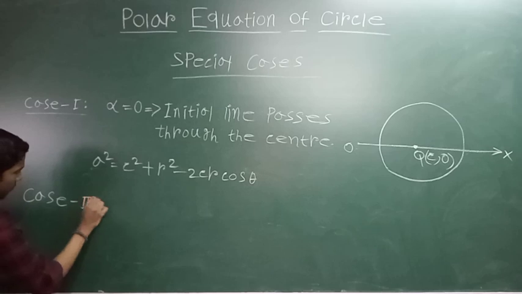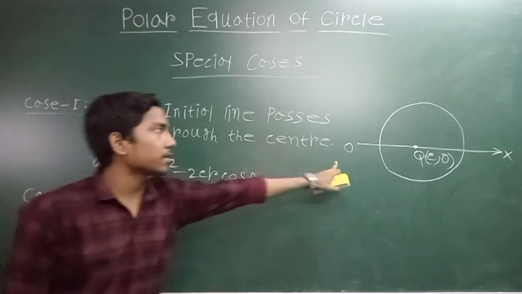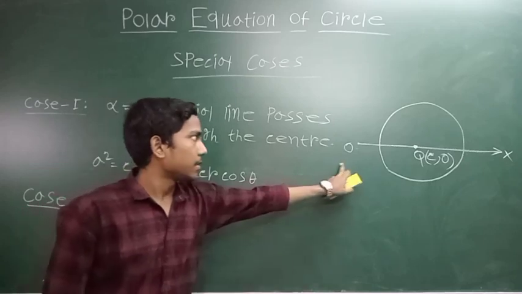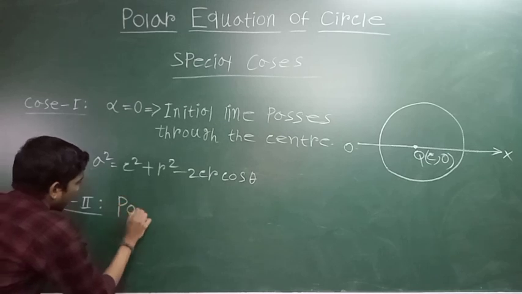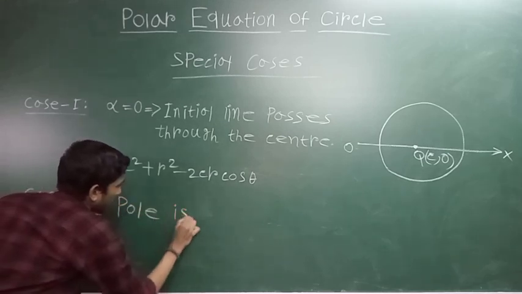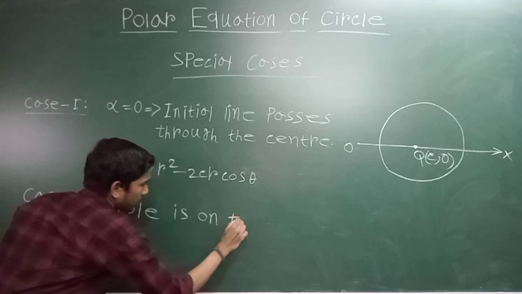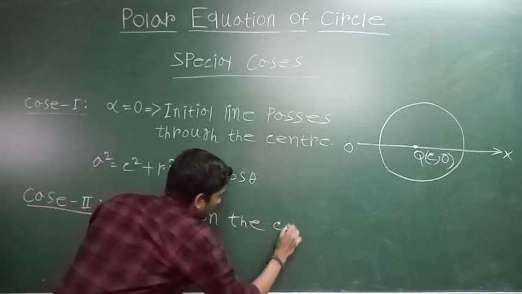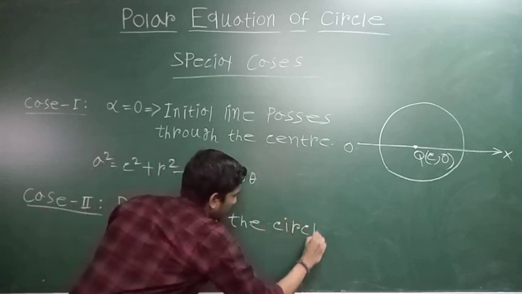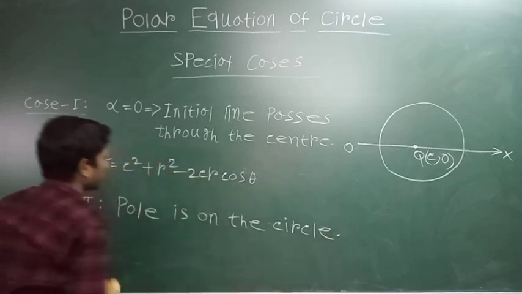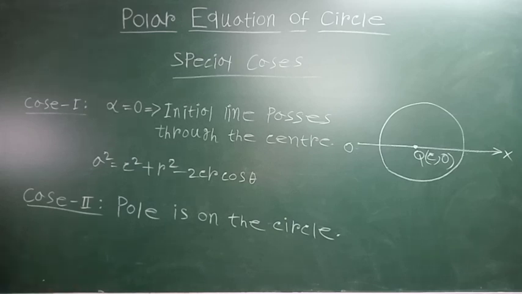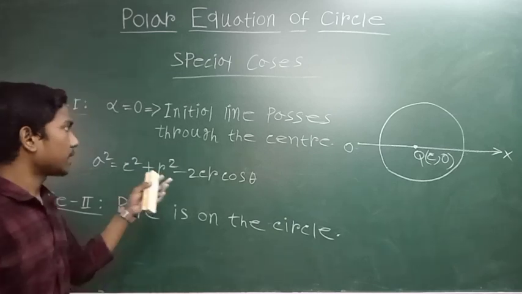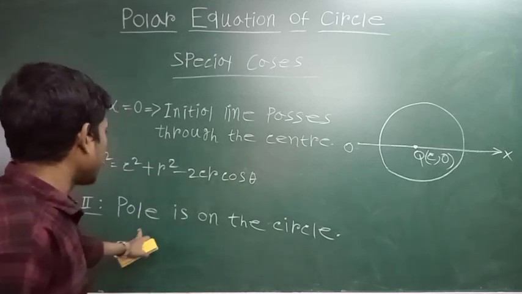Now case 2. What happens if the pole is on the circle? The pole lies on the circumference of the circle. Now listen carefully, this is a very special case and all these three cases are important. You have to remember this because we use these cases while solving the problems.